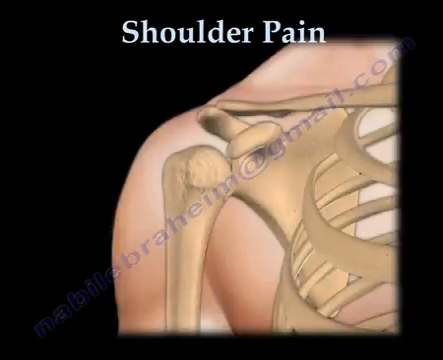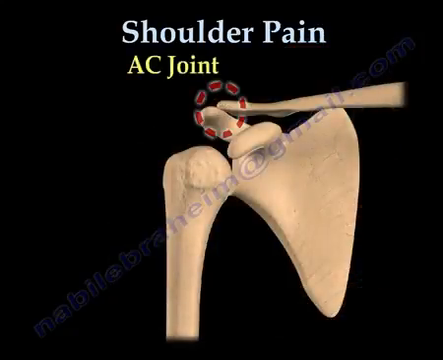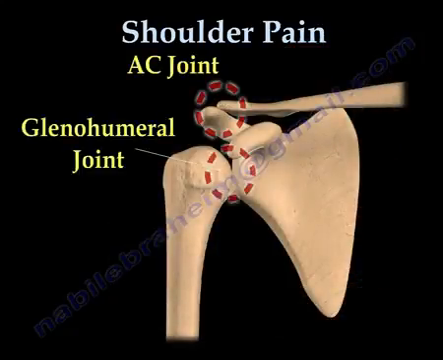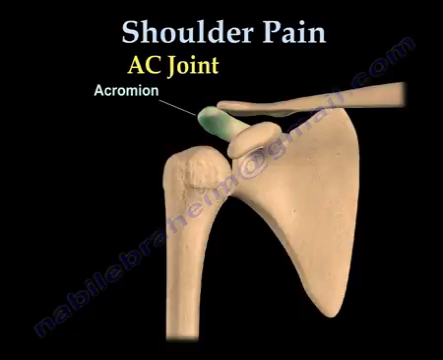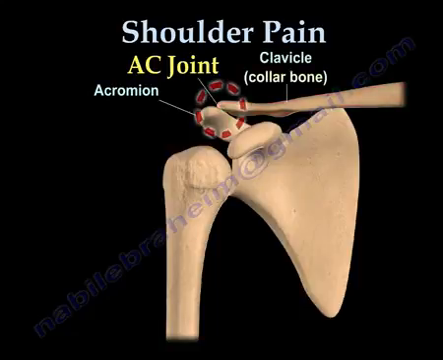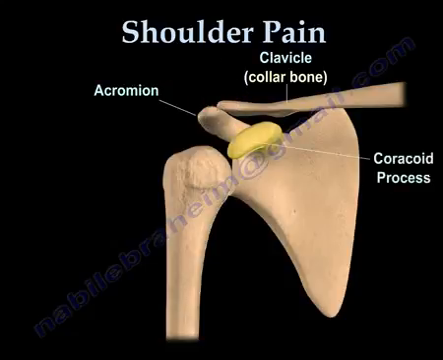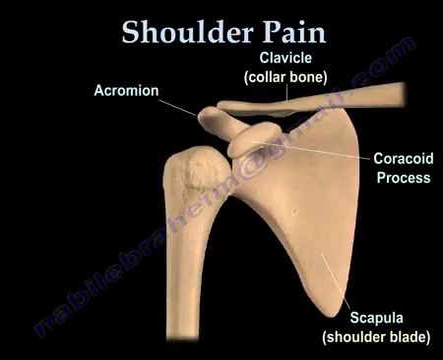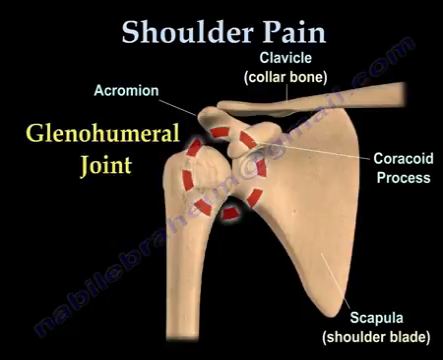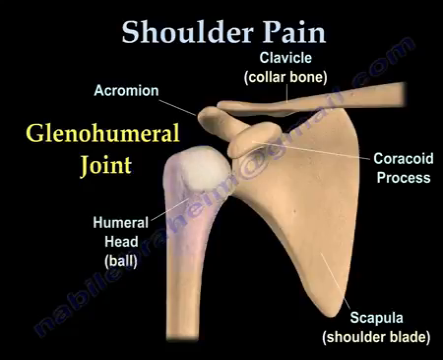There are two main joints within the shoulder, the acromioclavicular and the glenohumeral joints. The acromion and the clavicle combine to form the acromioclavicular or AC joint. The coracoid process is a thick, curved structure attached to the upper part of the scapula. The glenohumeral joint is a ball and socket joint which involves articulation between the head of the humerus and the glenoid fossa of the scapula.